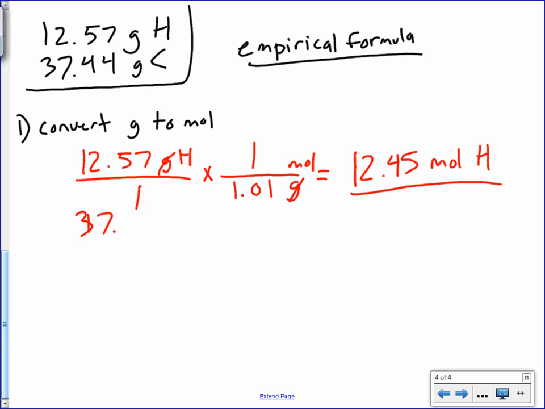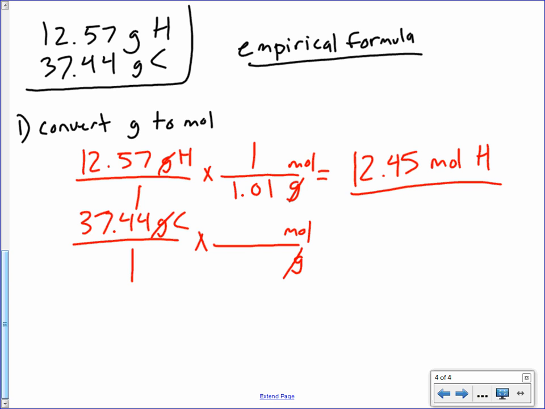So 37.44 grams of carbon. That's going to frustrate me. 37.44 grams. And we're going to convert this to moles. So let's get rid of grams. In 1 mole of carbon, there are 12.01 grams. Okay. Put that in the calculator, you get 3.117 moles of carbon.